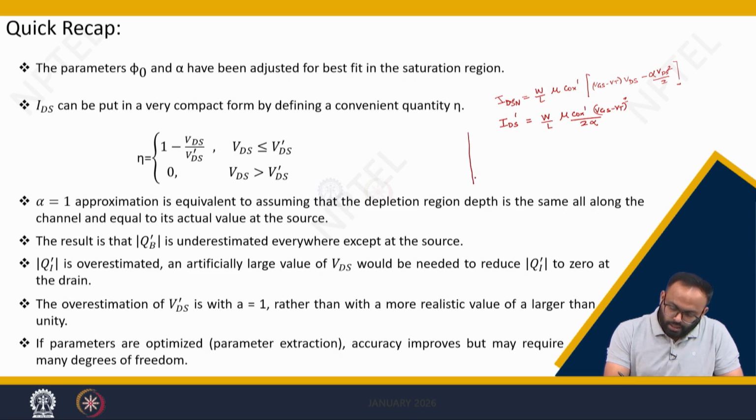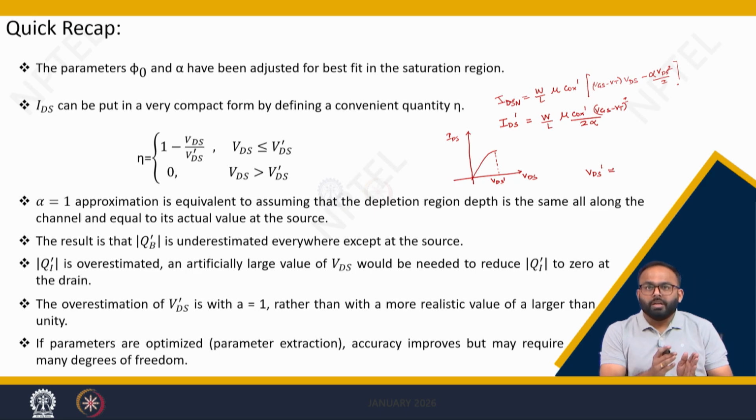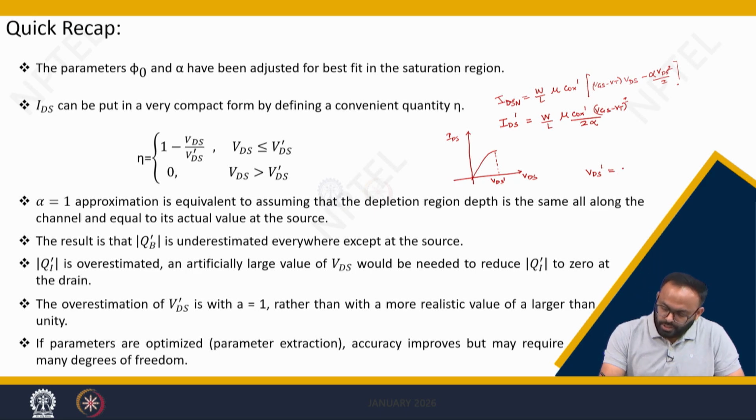And we saw how the current varies with VDS. So, this is IDS, and if you plot this current, ultimately at a certain point when the slope of this curve becomes 0, you can get this VDS dash, where VDS dash is the boundary which decides between the non-saturation and the saturation region of operation. So, VDS dash is defined as VGS minus VT divided by alpha. Beyond this value, it got saturated. So, the current is saturated with this IDS dash value.